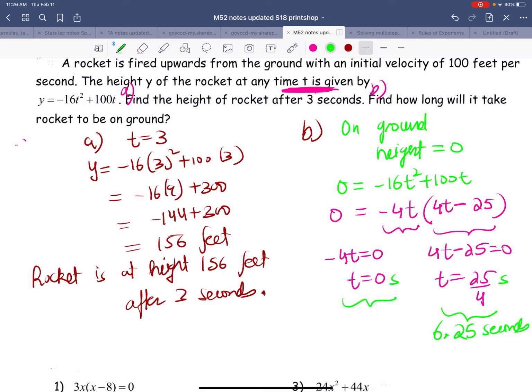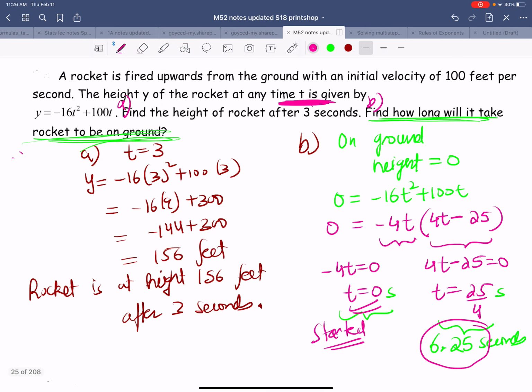So now the question they were asking was, how long would it take the rocket to be on the ground? So it is actually going to take 6.25 seconds because 0 seconds is when it actually started. Okay, so 6.25 seconds or 25 over 4 seconds. That's to be exact. Let's look at another example.